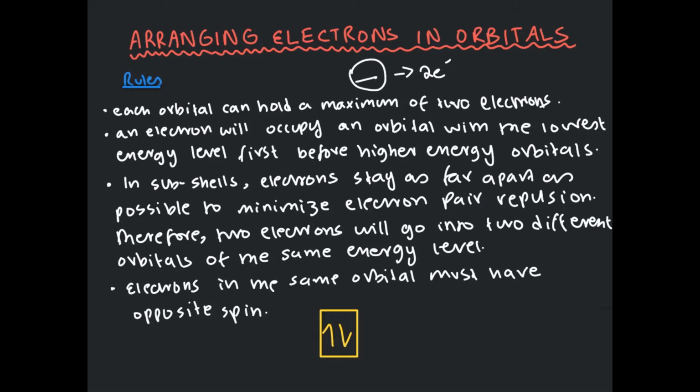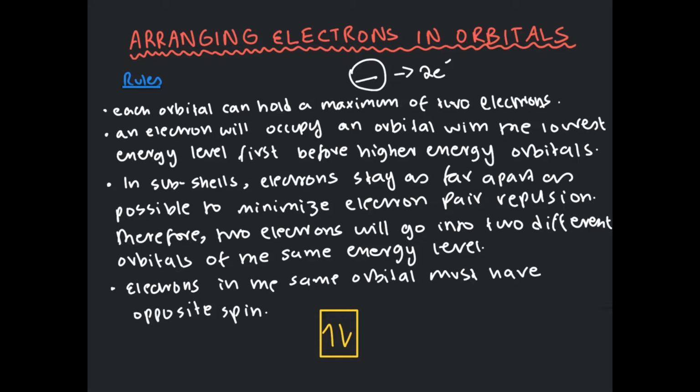The next rule is that in subshells, electrons are going to stay as far apart as possible to minimize electron pair repulsion. Therefore, if there are 2 electrons, they're going to go into 2 different orbitals first of the same energy level, and we're going to look at an example for this so it's easier for you to understand.